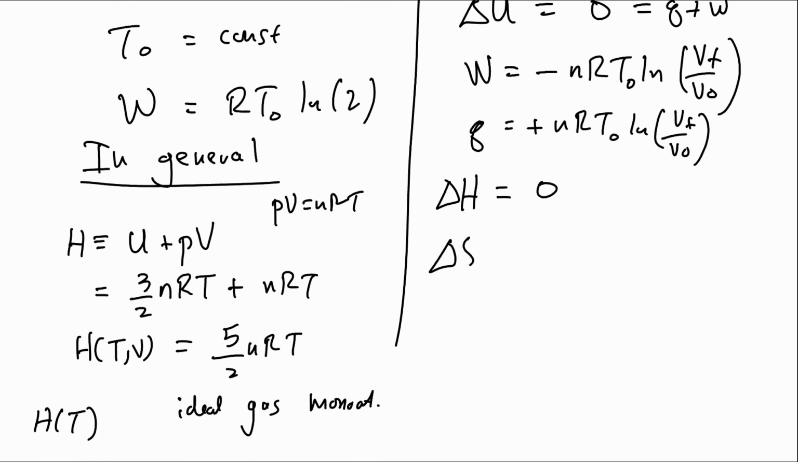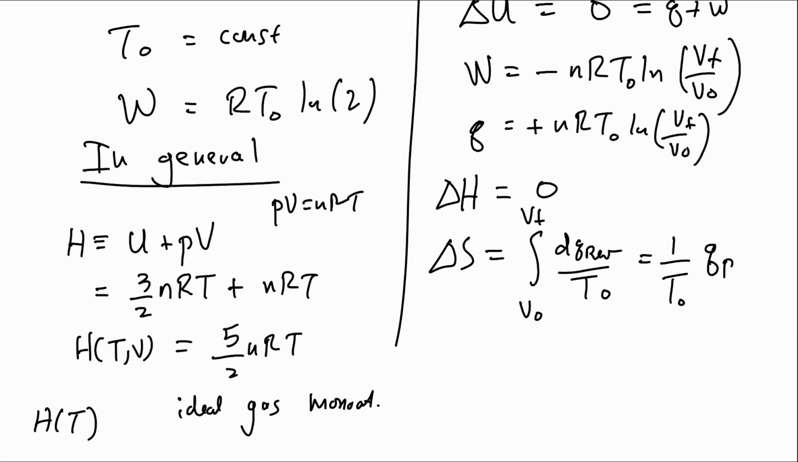So what is delta S? That's the new thing we're adding. See, the laundry list keeps getting longer. And that's the integral from V naught to V final of dq reversible over T naught, because the T is not changing. And I can take the T naught out, and then I'll just get Q reversible. But I'm doing this problem reversibly, right? Yes.